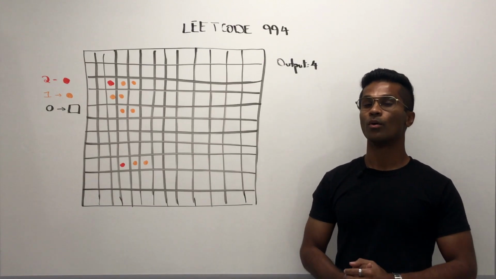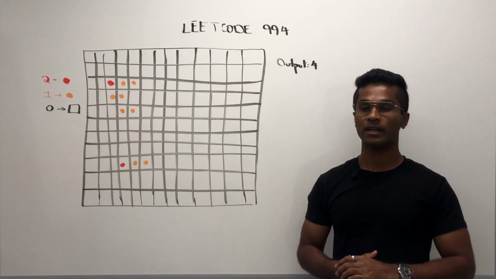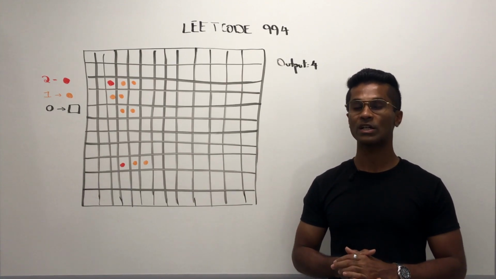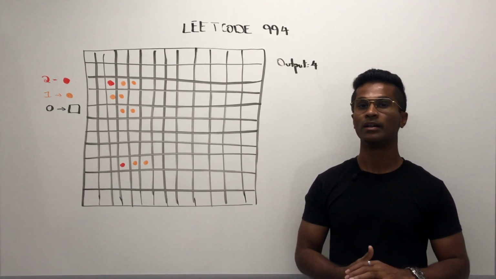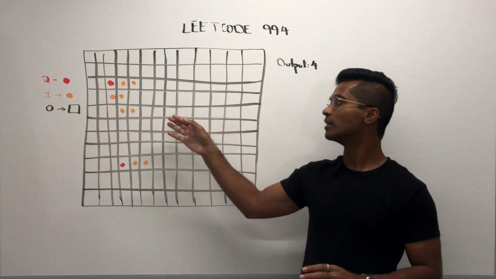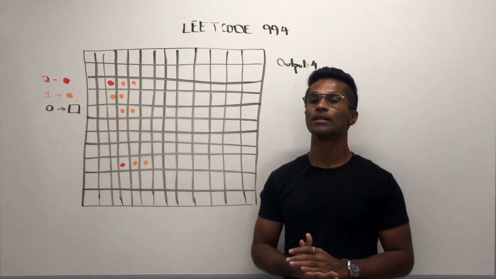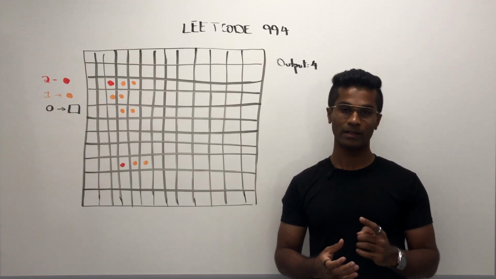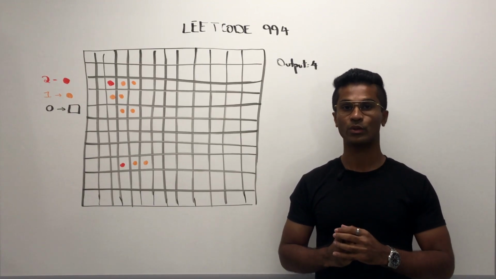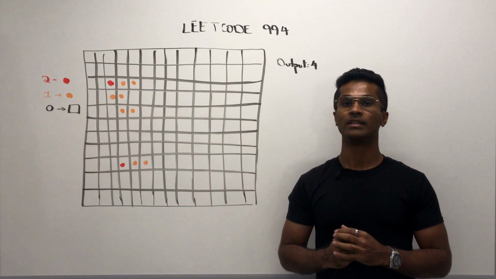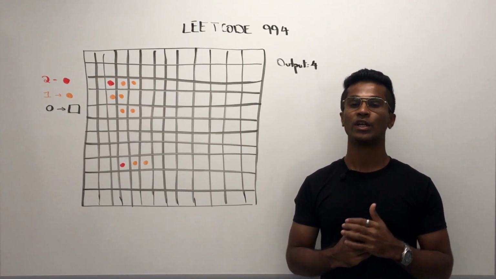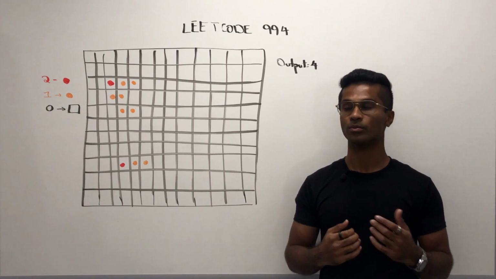orange. So what the question is asking is how long will it take globally for all the fresh oranges to become rotten? In other words, the oranges have to become red. So let's look at how that happens. Every minute, a rotten orange is going to rot the adjacent oranges up, down, left, and right, and change that into a 2.